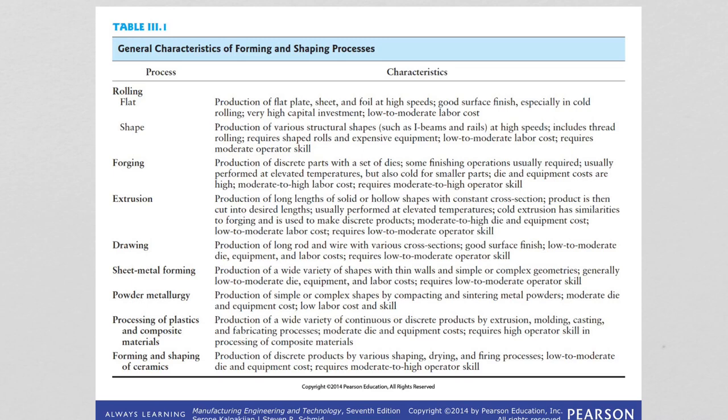This table is a general summary of the forming and shaping processing techniques we will be learning about, starting from rolling, forging, extrusion, drawing, sheet metal forming, powder metallurgy, and processing of plastics and composites, and the processing and shaping of ceramics. So all of these we will learn. And rolling today, we're gonna start learning about two types, flat and shape rolling processes. And in the further chapters, we're gonna see the other techniques. And you can read through the characteristics of each technique that we will be learning, starting from today.